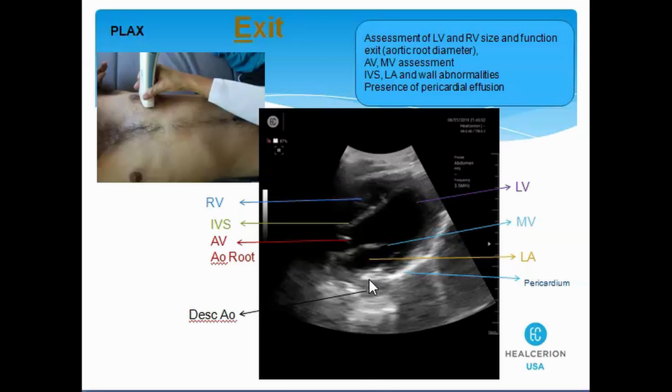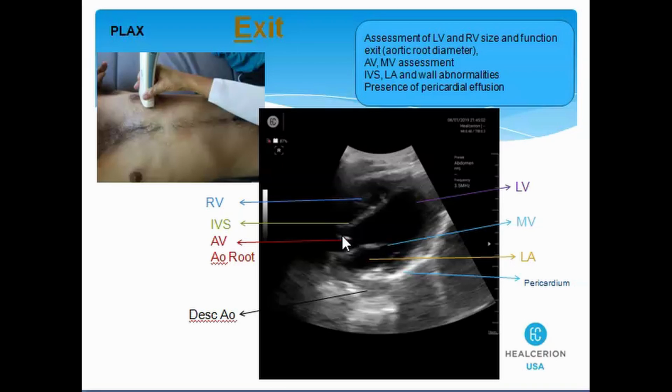One more structure in this image is the descending aorta, which is not very clear here, but you will see another anechoic, rounded structure, which is the descending aorta. So this is the parasternal long axis view, where you can assess the left ventricle and right ventricle size, and the movement of both ventricles in systole and in diastole.